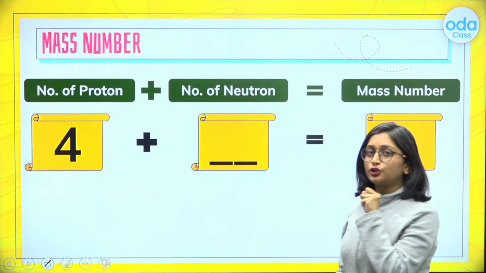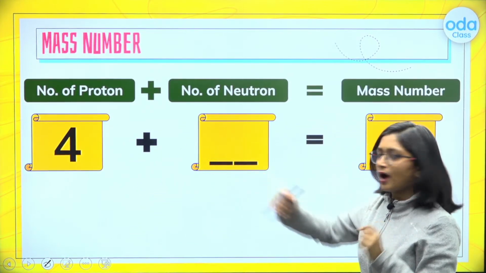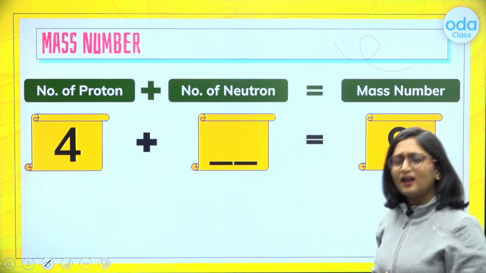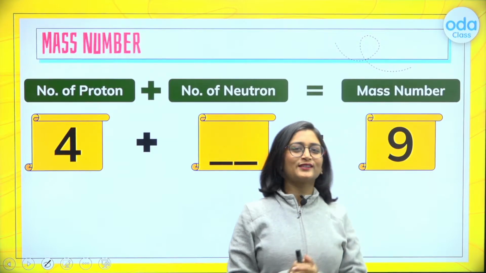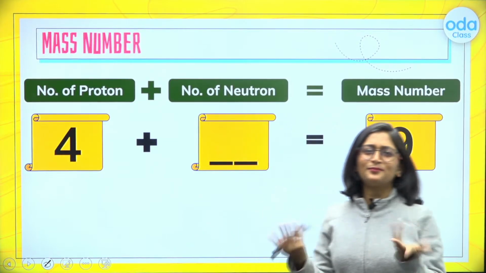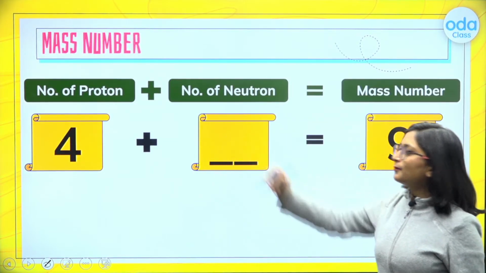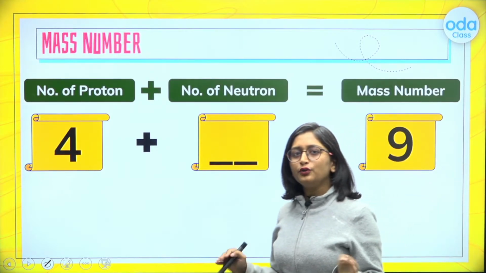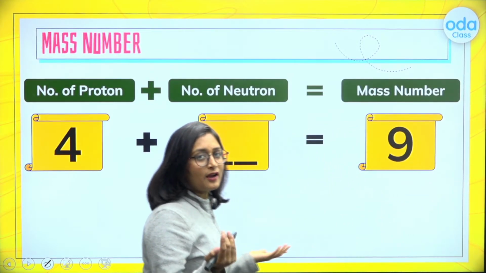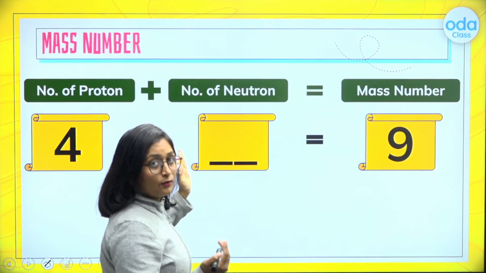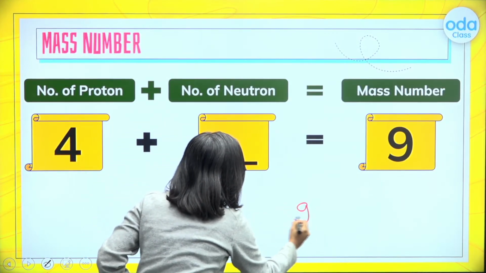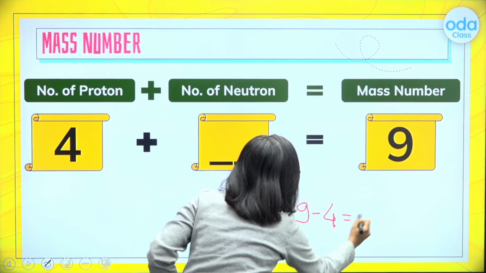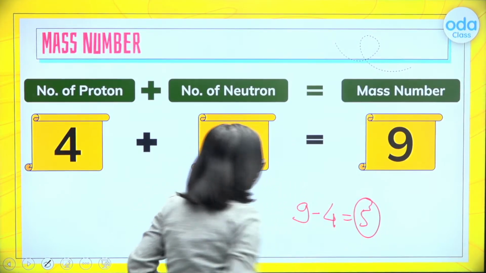यहाँ पे आप देख सकते हो number of proton क्या है? 4. Number of neutron क्या होना चाहिए? Okay, we don't know, but here the mass number is given. Simple addition subtraction का game है यहाँ पे. तो number of proton अगर 4 है तो number of neutron कितना होना चाहिए? आप क्या कर सकते हो? 9 को आपको क्या करना है? 9 को यहाँ पे अगर आप देखो 9 minus 4, what would be the number of neutron, right?